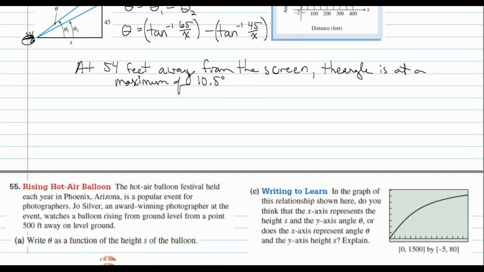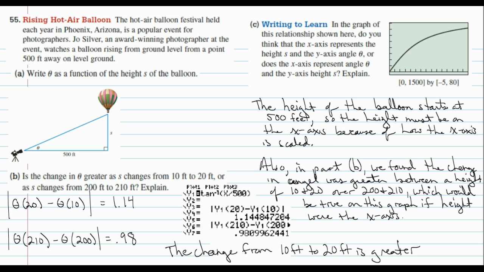Now, try problem number 55 is not as complicated, which is good, but it does have a couple parts that I understand were a little bit different. I haven't really asked you that before. So 55, the Rising Hot Air Balloon. The Hot Air Balloon Festival, held each year in Phoenix, Arizona, is a popular event for photographers. Joe Silver, an award-winning photographer at the event, watches a balloon rising from ground level to a point 500 feet away. Write theta, an angle, as a function of the height of the balloon.